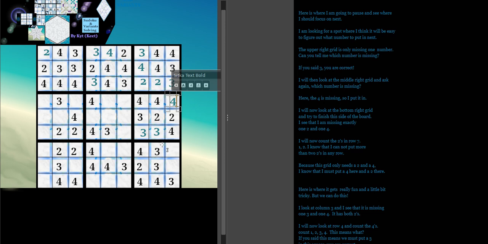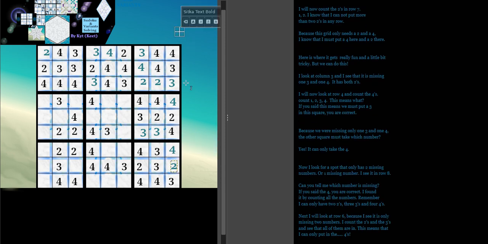I will now look at the bottom right grid and try to finish this side of the board. I see that I'm missing exactly 1 2 and 1 4. I will now count the 2's in row 7. 1 2. I know that I cannot put more than 2 2's in any row. Because this grid only needs a 2 and a 4, I know that I must put a 4 here and a 2 there.